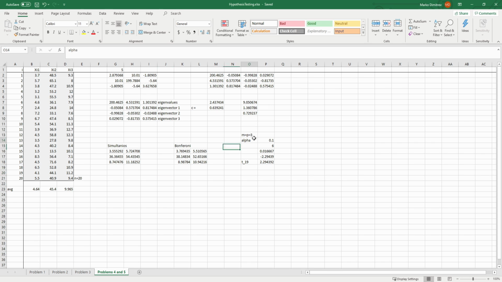In this case, our m is equal to 3 because we have 3 confidence statements, so 1, 2, 3. If we had more, then we would need to divide not by 6. If we had 4, we would need to divide by 2 times 4, this alpha, the one that we want to obtain. And in general, Bonferroni confidence intervals are narrower than simultaneous confidence intervals.